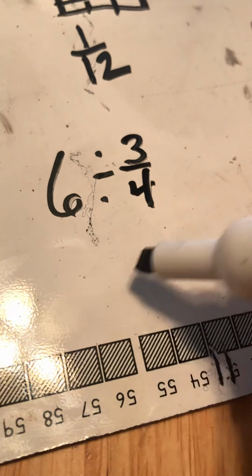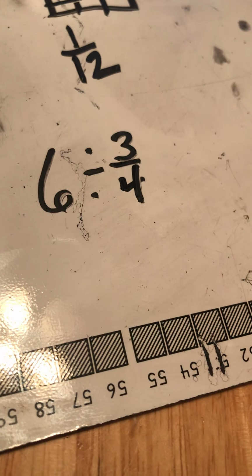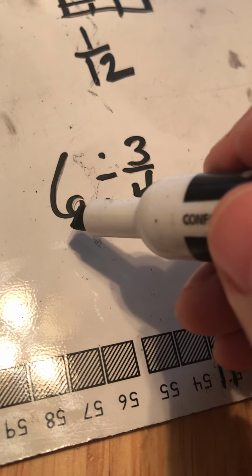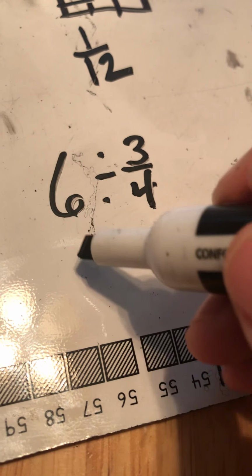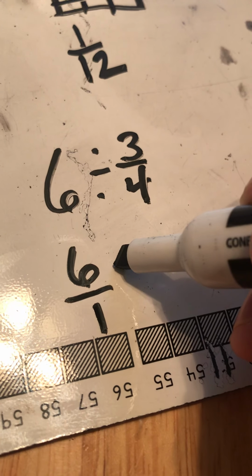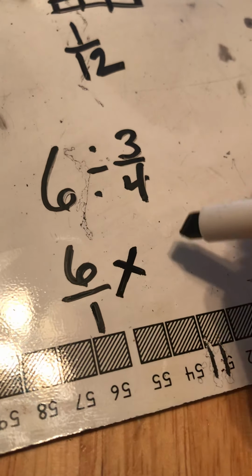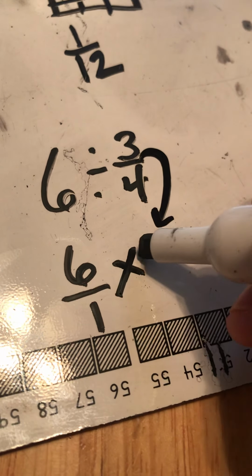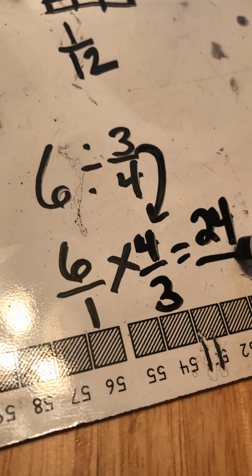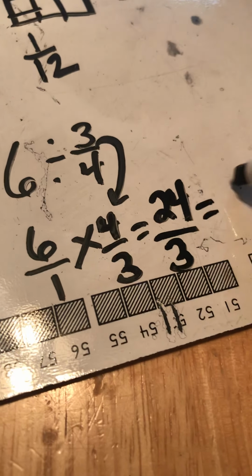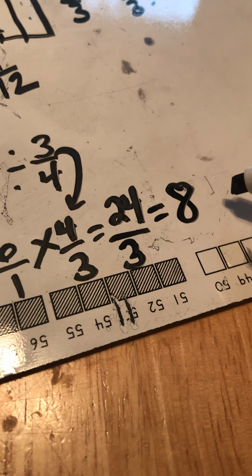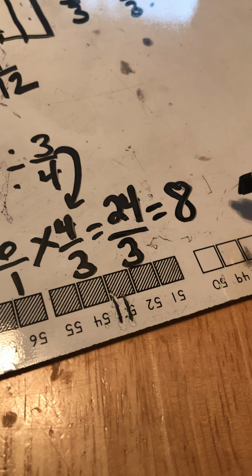So you could draw out your 6 yards of fabric, right? But let's go ahead and do this one a little bit differently. Let's put 6 over 1. We're going to multiply and use the reciprocal here. So when we do that, we're not going to get 24 over 1. We're going to get 24 over 3, which makes it 8. So I'm getting 8 curtains. He's going to have enough fabric to make 8 curtains.